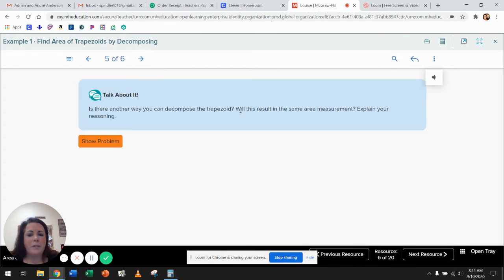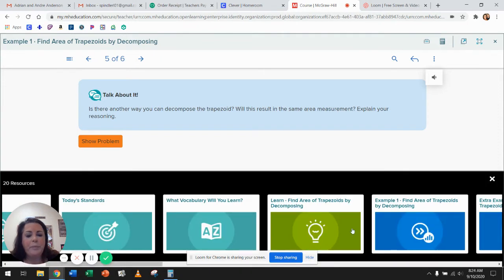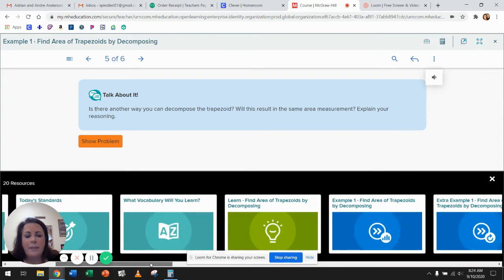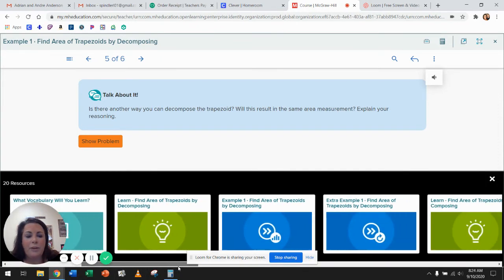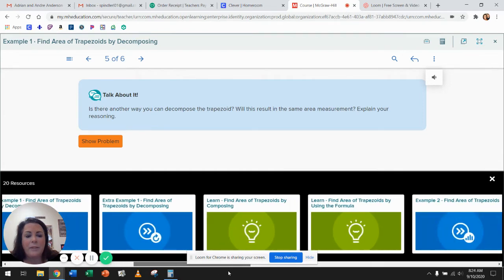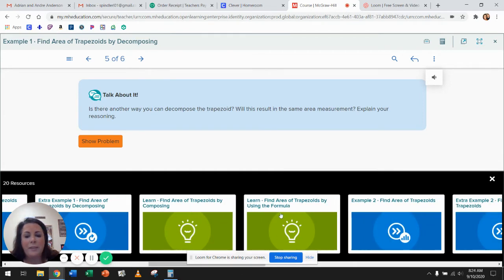The second question we want to consider is, will this result in the same area? Yeah, it will. We're not adding anything and we're not taking anything away, so the area will remain the same. So that is one way to find area of trapezoids. The second way is to actually use a formula.